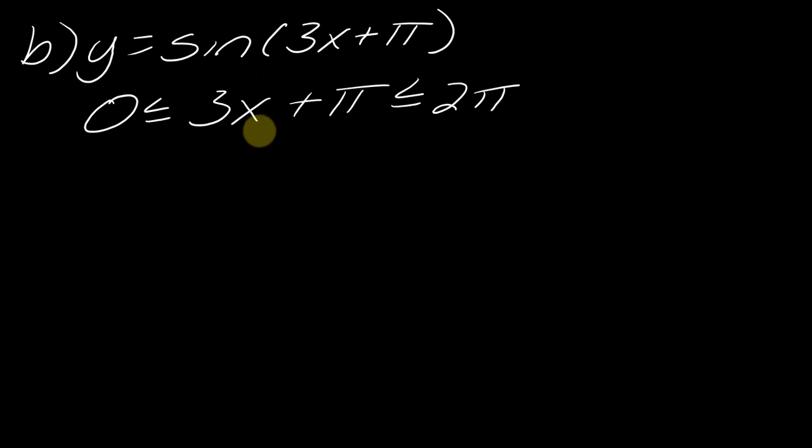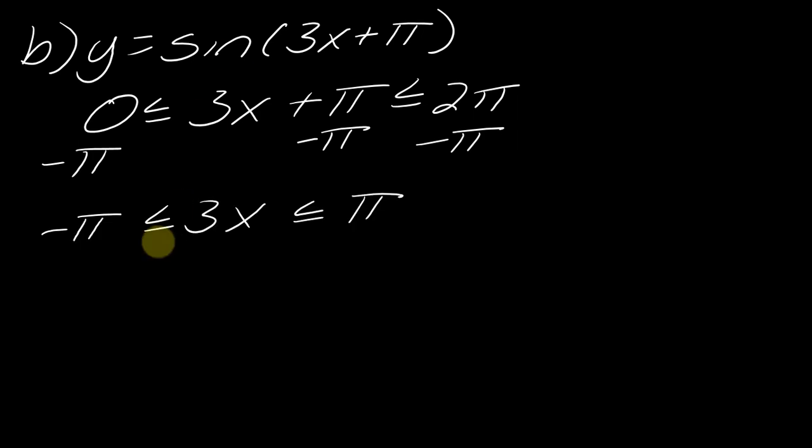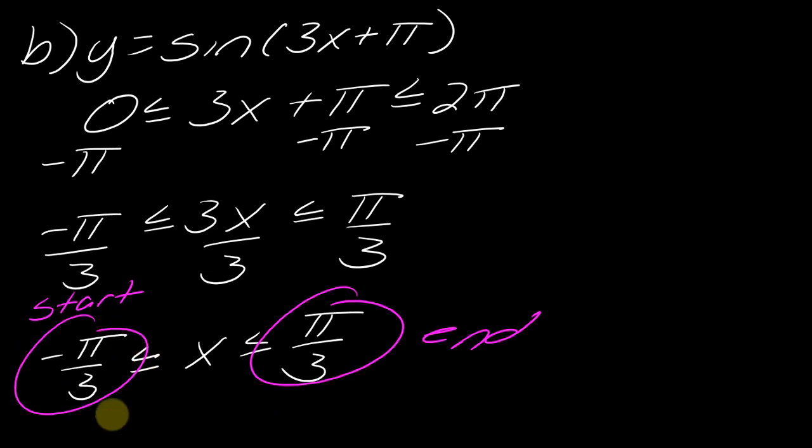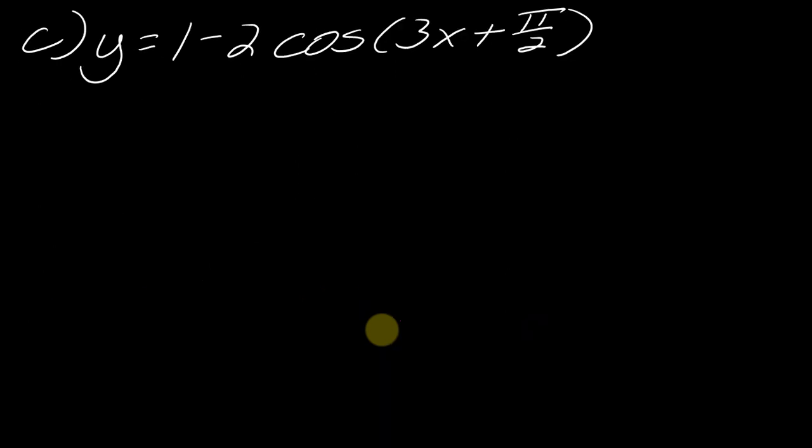So to solve for this, just think about, how would I solve for x? First, I would subtract the pi. And then I have this inequality, and so then I just divide everything by 3. And so now I have negative pi over 3 is less than or equal to x, which is less than or equal to pi over 3. And so this would be where I'd want to start my table, and then this is where I would hope that the first period would end with my table. So again, you'll see how to use this.